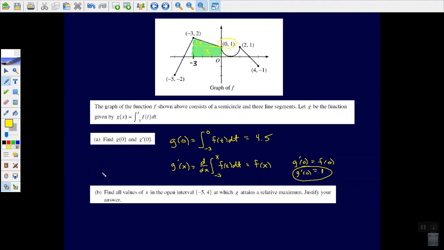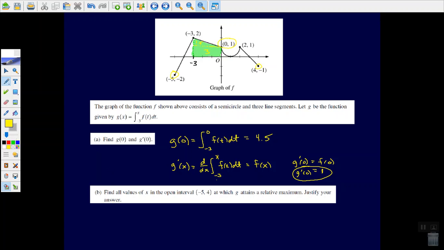Part B says, find all the values of x in the open interval from -5 to 4. Now that is the entire domain of the graph, -5 to 4, in which g attains a relative maximum. Justify your answer. You're going to have to explain your answer to get the points here. Okay.